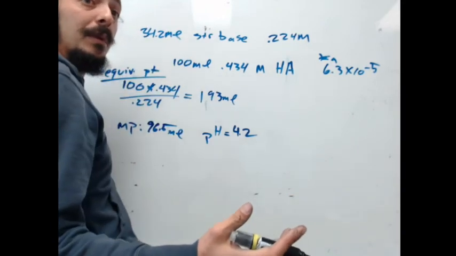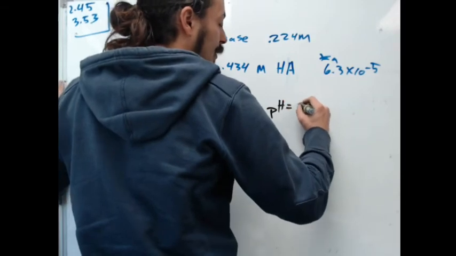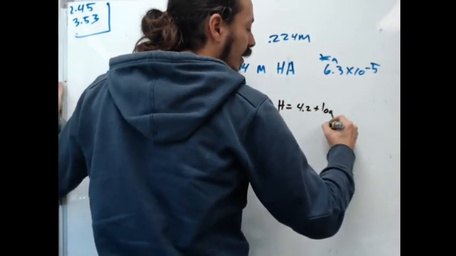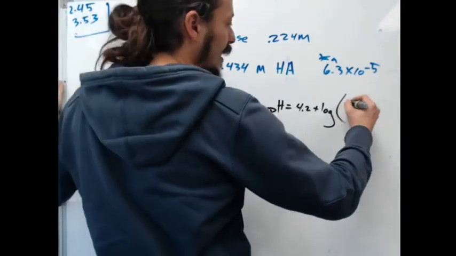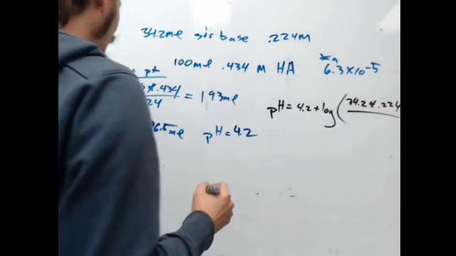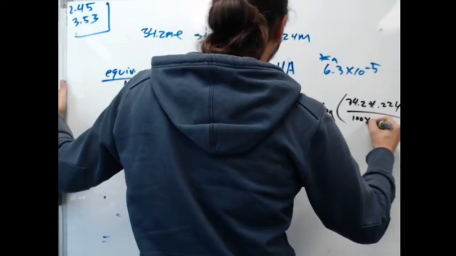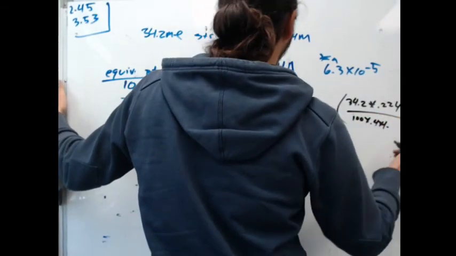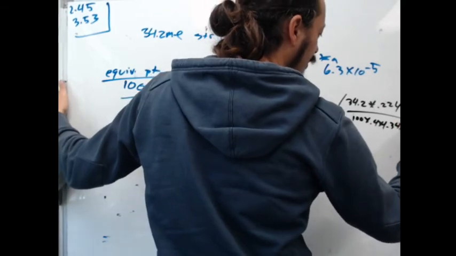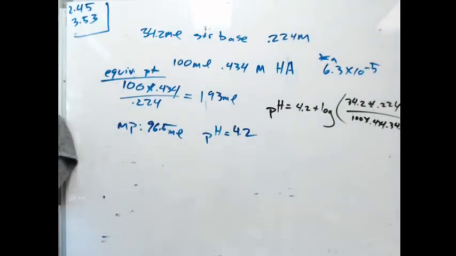The shortcut way assumes we're in the buffer region, assumes that we can use Henderson-Hasselbalch, assumes x is small is going to work. We're going to say pH equals pKa plus log. My base is going to be 34.2 times 0.224, divided by my acid, which is going to be 100 times 0.434 minus 34.2 times 0.224. I think we're going to not be in the buffer region. This might be a terrible problem. Let's see what we get.